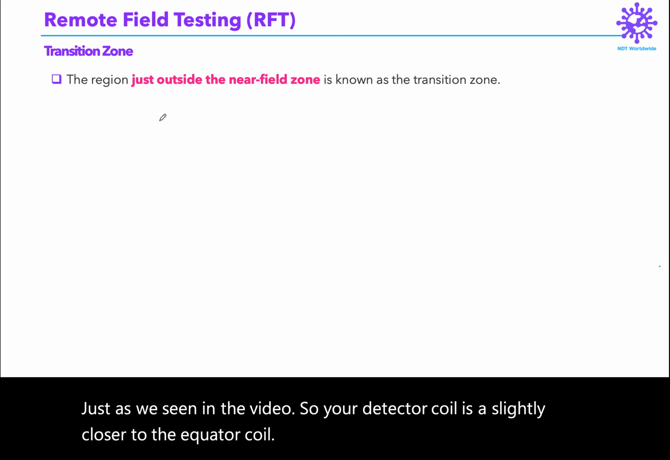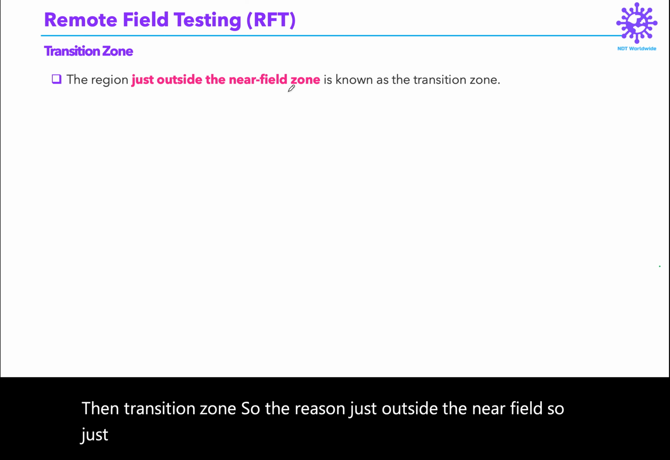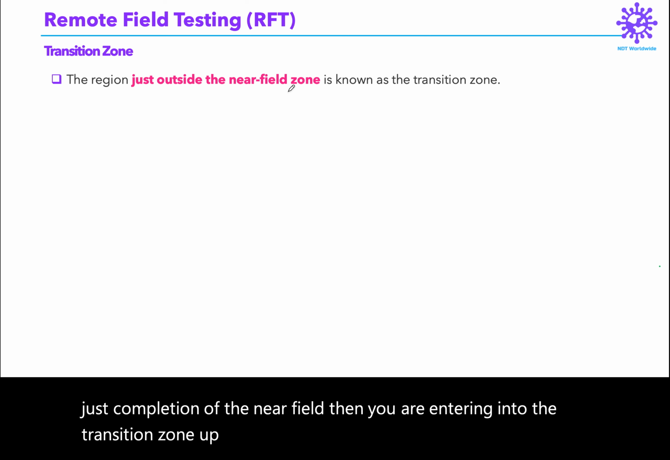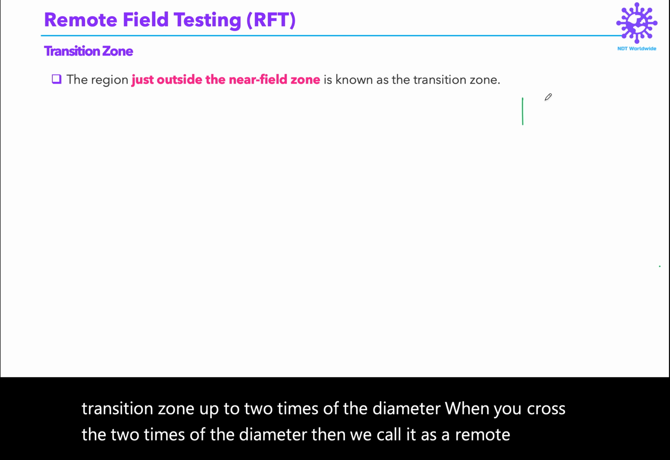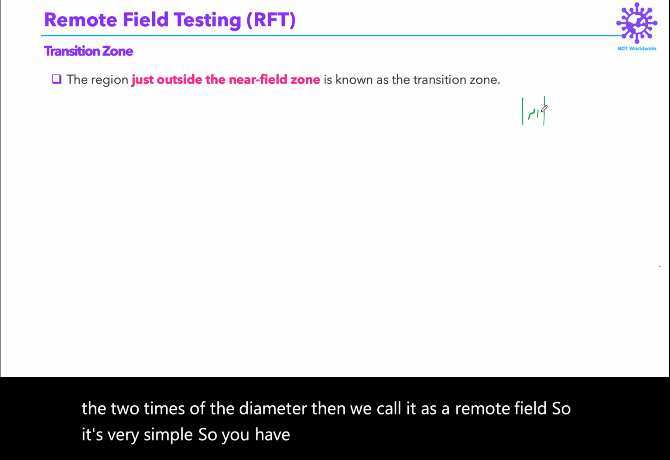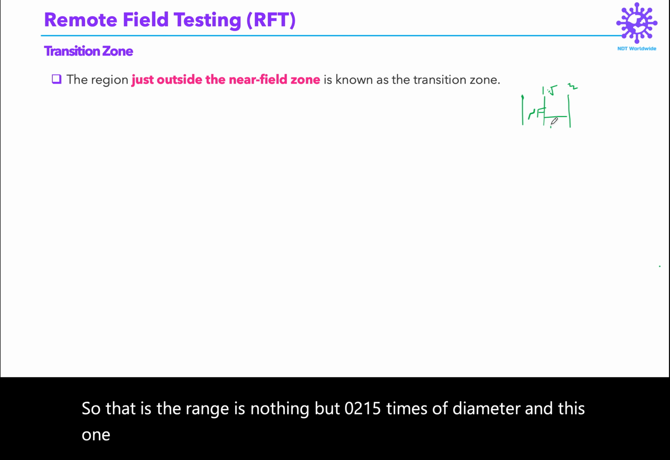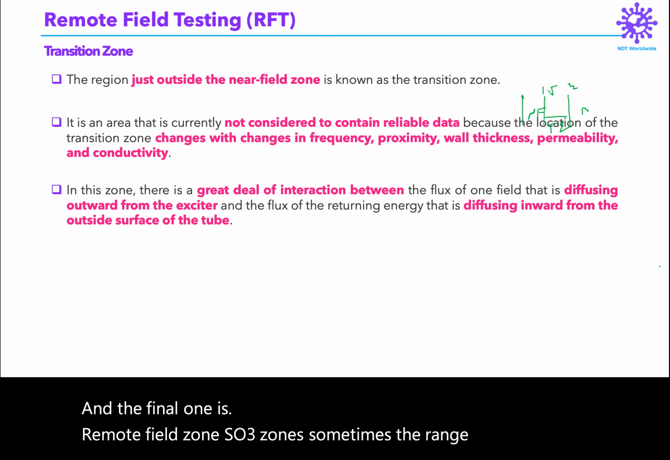Then the transition zone: the region just outside the near field. After the completion of the near field, you enter the transition zone, up to 2 times the diameter. When you cross 2 times the diameter, we call it the remote field. It's very simple: the near field range is 0 to 1.5 times the diameter, then up to 2 times is called the transition zone, and the final one is the remote field zone. So there are 3 zones. Sometimes they will ask a question about the ranges.